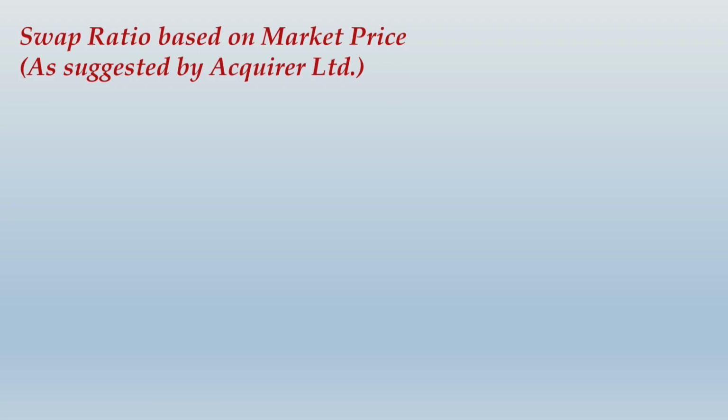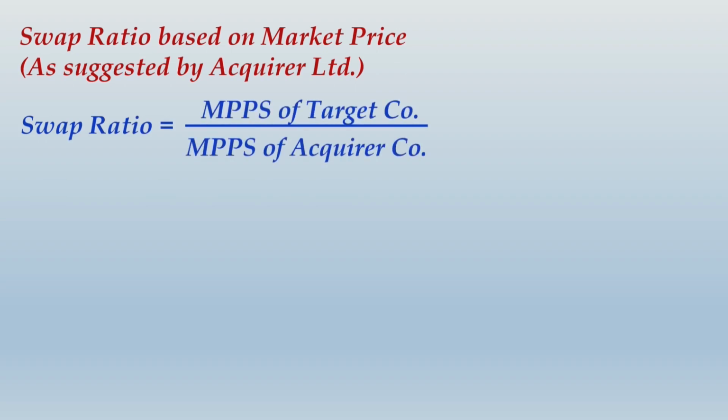So obviously the swap ratio would be market price per share of target company divided by market price per share of acquirer company, and market price per share of both these companies are given as 80 for target and 400 for the acquirer. That would give you the swap ratio as 1/5 or 1:5. That means one share of acquirer company should be given for every 5 shares held in the target company.